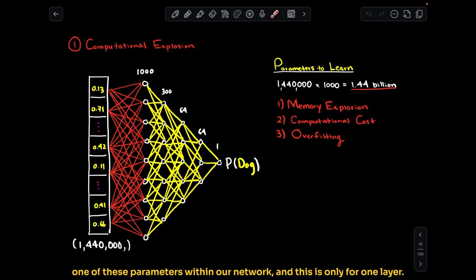So first, this is a memory explosion in that we have to track and store each one of these parameters within our network, and this is only for one layer. Secondly, we have a massive computational cost in that when we do back propagation, we have to fine-tune each one of these parameters over and over again. And third, again, because this is 1.44 billion parameters, we have the risk of high overfitting.